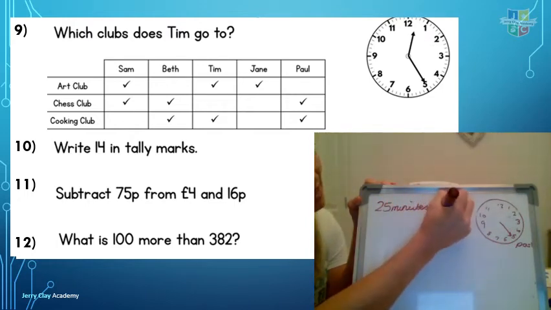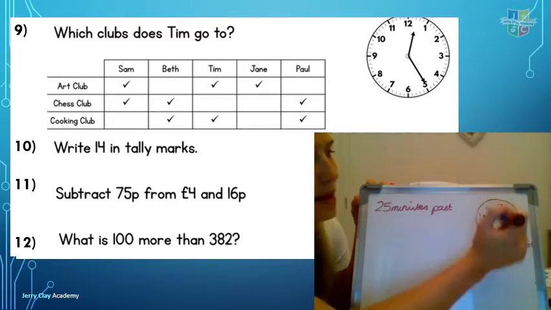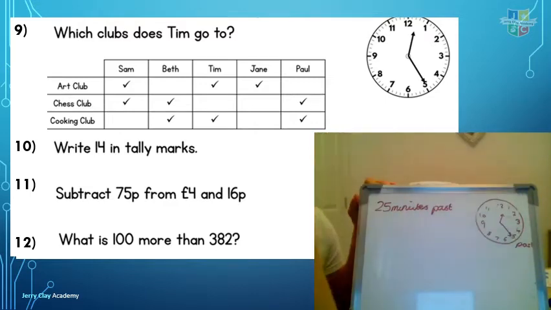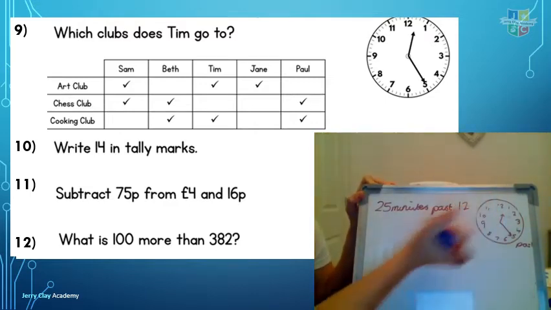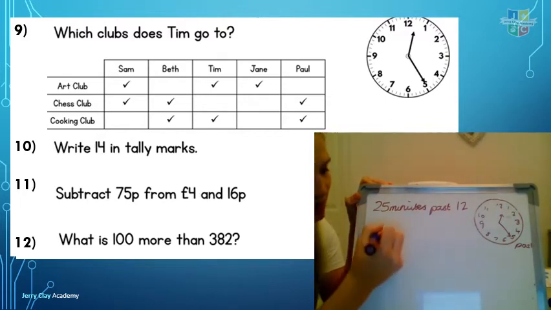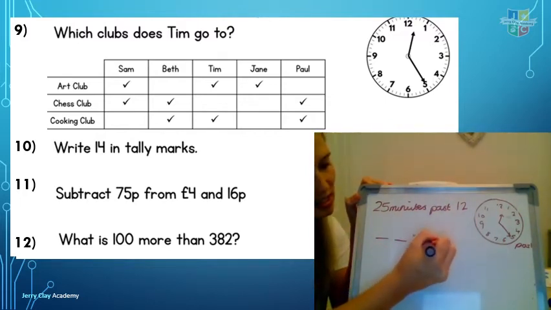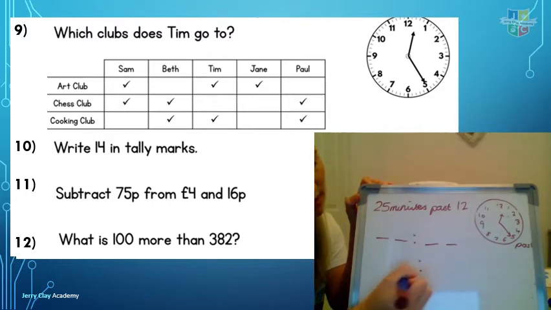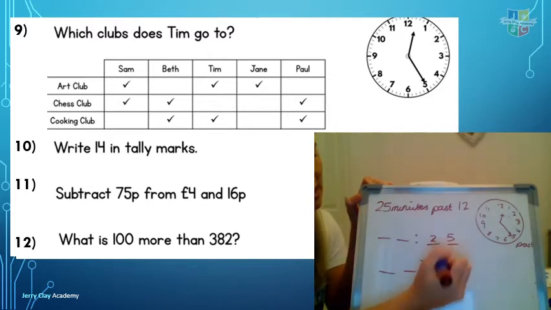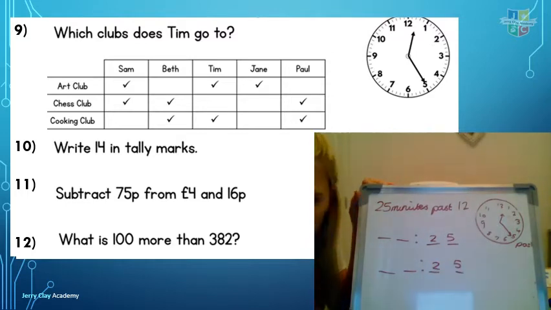And if it's past, I can have a look. My hour is past the 12, so it'll be 25 minutes past 12. Now if I was to write this as a digital clock, as 24 hours, I already know how many minutes past it is. It's 25 minutes past. So that one is nice and easy.